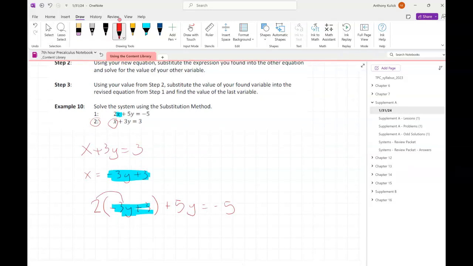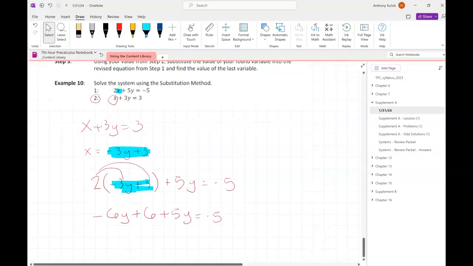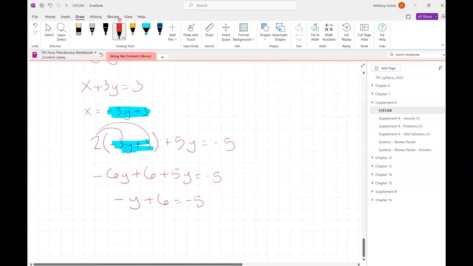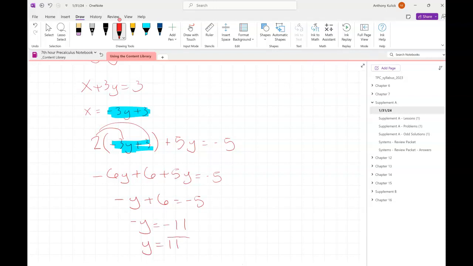That we can solve for y, so I'll just distribute my 2 through. I'll combine some like terms. And then subtract 6 from both sides, and then divide by a -1. There's half of my answer. There's y. Everybody feel okay there?